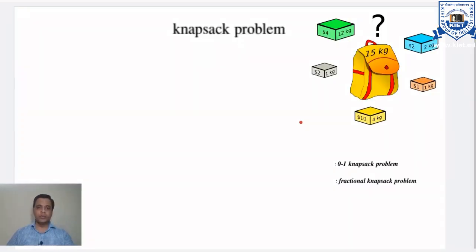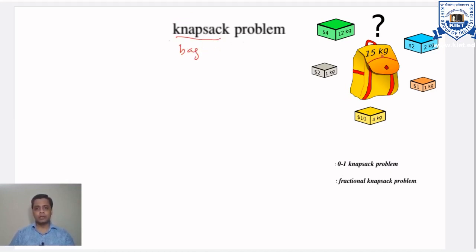So there is a problem named the knapsack problem. Let's see what this problem is, and then we try to relate it to the greedy approach. The word meaning of knapsack: you could say it is a bag or something.